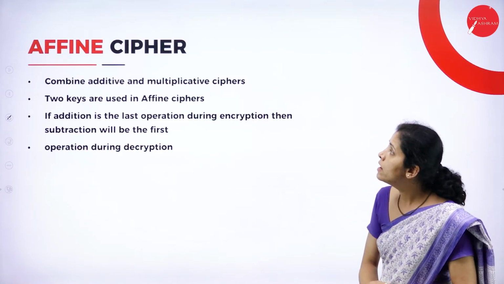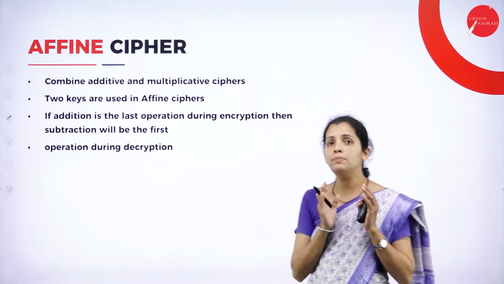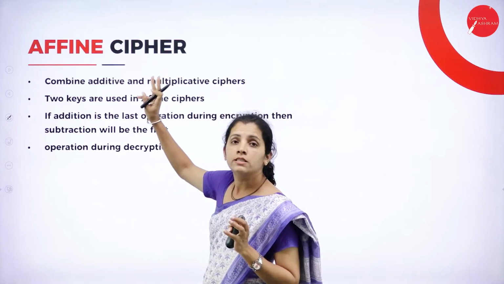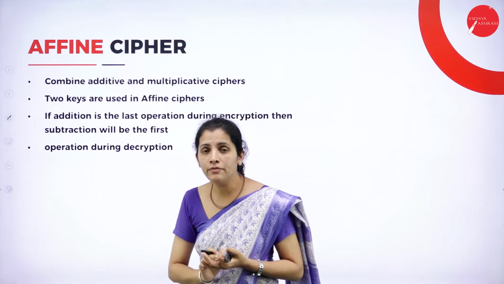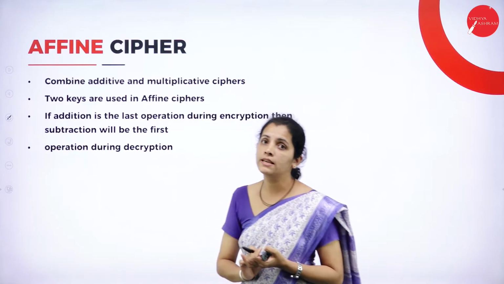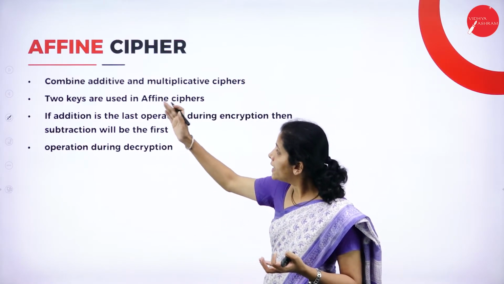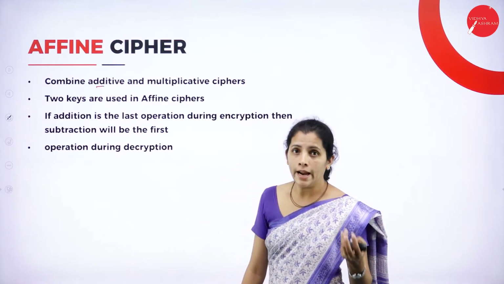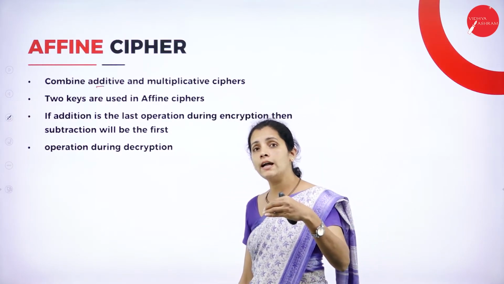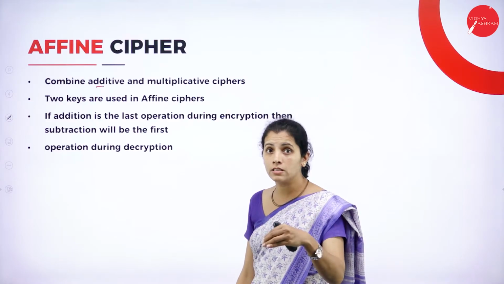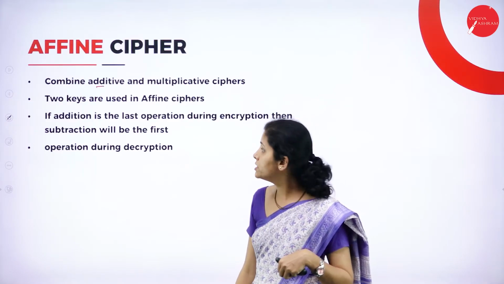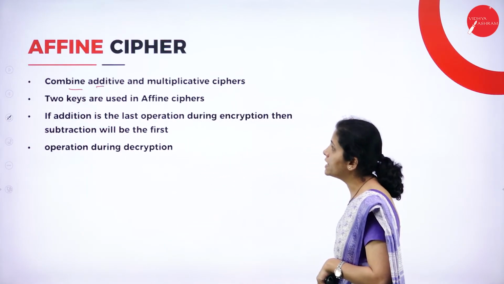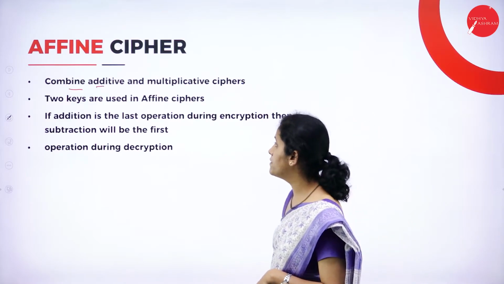Now I'm going to have affine cipher. So dear student, please make a note here. Here I'm going to combine both ciphers, that is additive cipher and multiplicative cipher. So at the sender side, I'm going to perform multiplication as well as addition. But at the receiver side, subtraction and inverse. That means I'm going to perform division. So the combination of additive and multiplicative cipher together is called affine cipher.